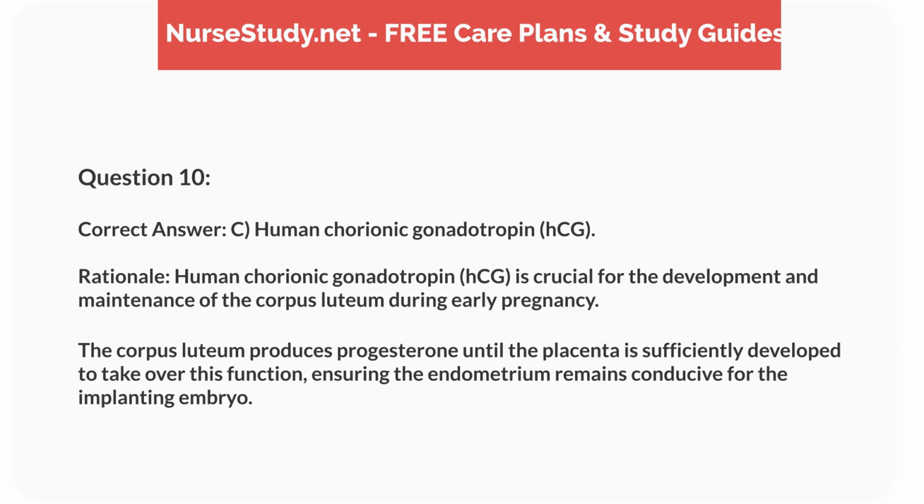Correct answer: C. Human chorionic gonadotropin, HCG. Rationale: human chorionic gonadotropin, HCG, is crucial for the development and maintenance of the corpus luteum during early pregnancy. The corpus luteum produces progesterone until the placenta is sufficiently developed to take over this function, ensuring the endometrium remains conducive for the implanting embryo.